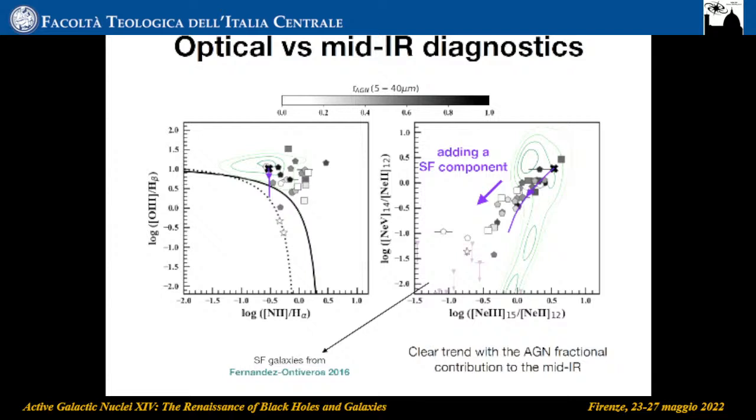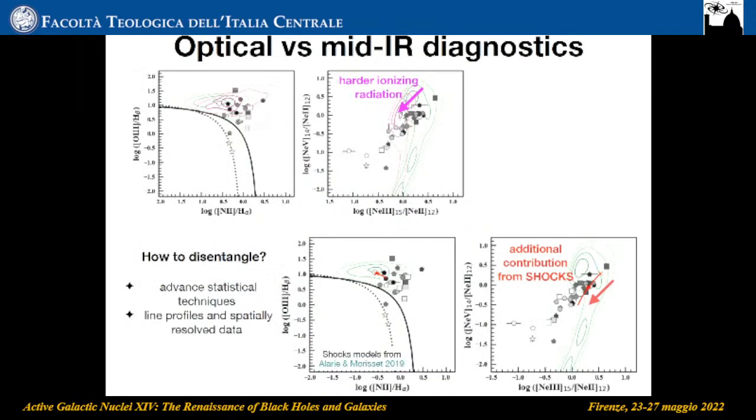But this is not the only physical reason that can populate this lower left area of the diagnostic diagrams. Another possibility is harder ionizing radiation. So I have been using different spectral slopes of the luminosity from the accretion disk, which is the one driving the ionization, and we can see that we can at least partially explain part of our targets. Another source of hard ionizing radiation is fast radiative shocks, which also move the predicted line ratios to the lower left part of the diagram.